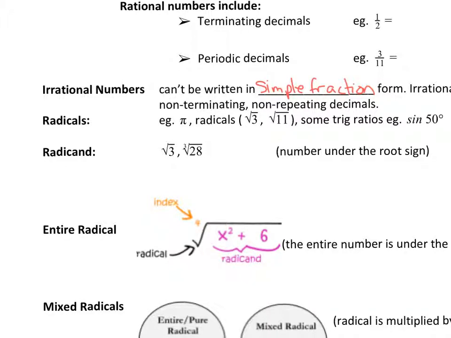See here we've got a cube root, this one's a fourth root. The index tells you the number of times the number has to multiply by itself to get to that radicand. The radical is the radical sign, right here. The radicand, like I said, is what's underneath, and then the index is how many times you're taking the root. So the entire radical includes the radicand, the radical, and the index.